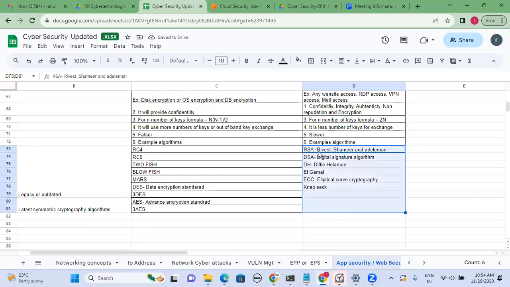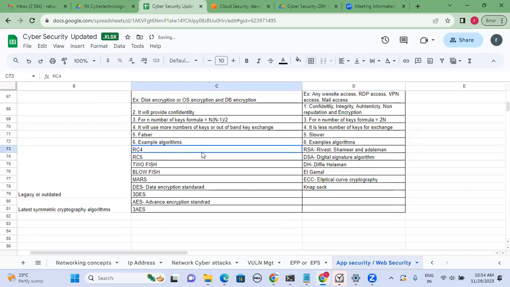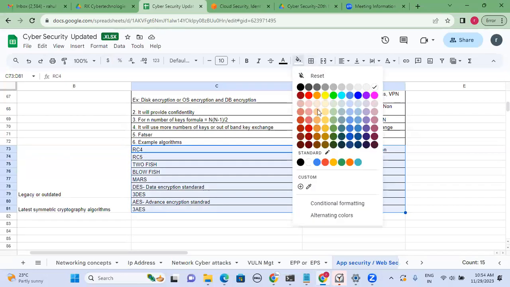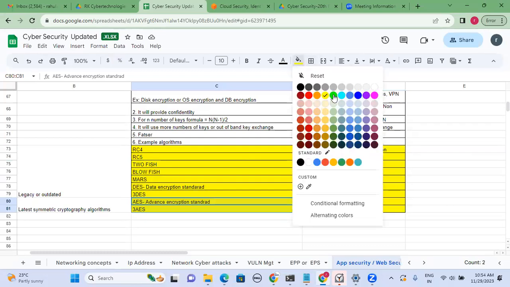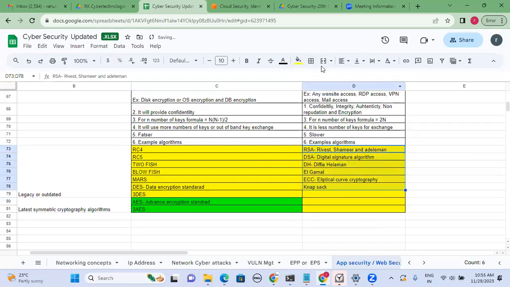We can use any of the asymmetric ones because they provide strong encryption and strong ciphers. So these are all the asymmetric and symmetric side algorithms. On the asymmetric side, we can use any of these algorithms. On the symmetric side, we can use only AES and 3AES. I'll put this in green color, and this also I'll put in green color.